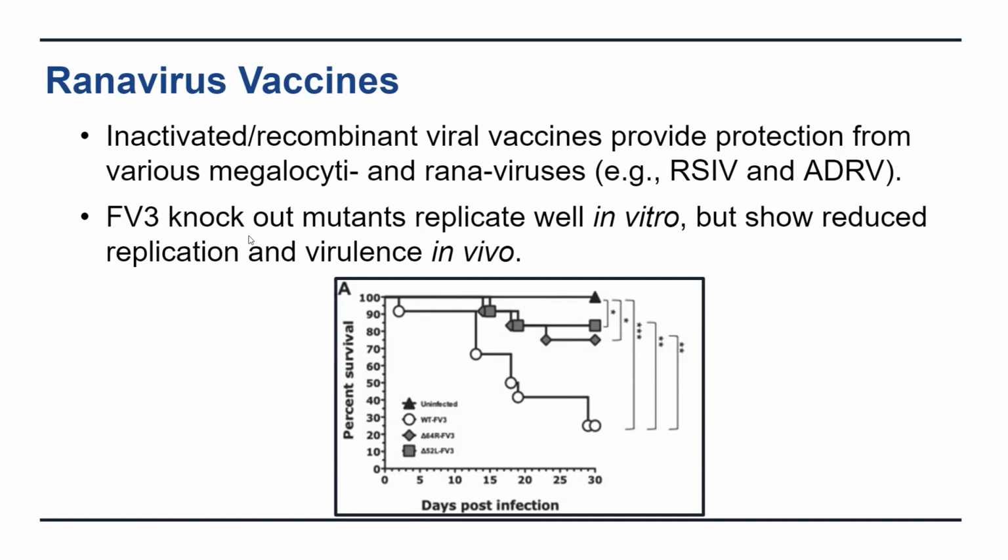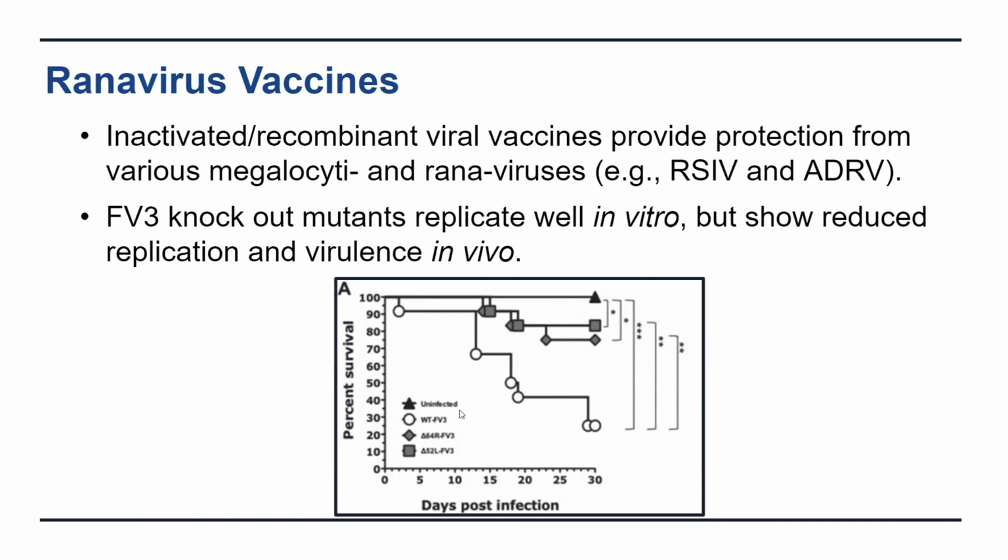Another way to do it might be by immersion. And what Jacques Robert and his colleagues have shown is that if you knock out key genes in frog virus 3, the virus will still replicate in vitro. And that's where I was talking about essential versus non-essential genes. But these knockouts show reduced replication and virulence in vivo.